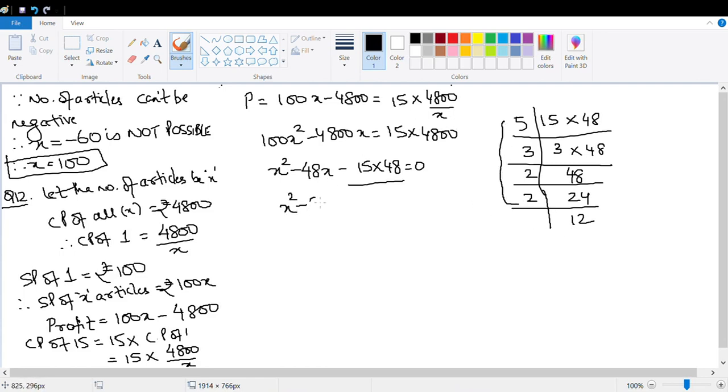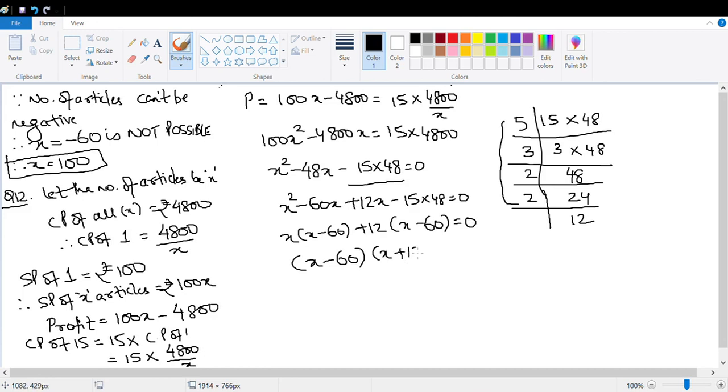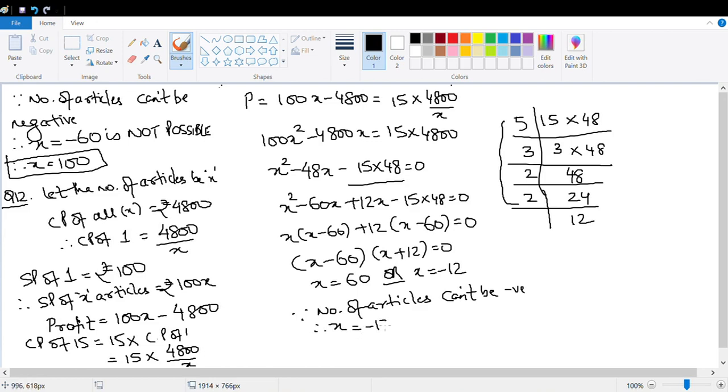So x square minus 60x plus 12x minus 15 into 48 is equal to 0. X times x minus 60 plus 12 times x minus 60 is equal to 0. X minus 60, x plus 12 is equal to 0. X is equal to 60 or x is equal to negative 12. Since number of articles can't be negative, therefore x is equal to negative 12 is not possible. Therefore x is equal to 60.